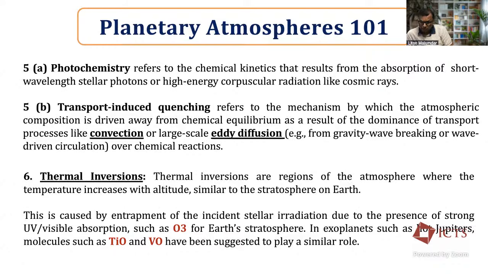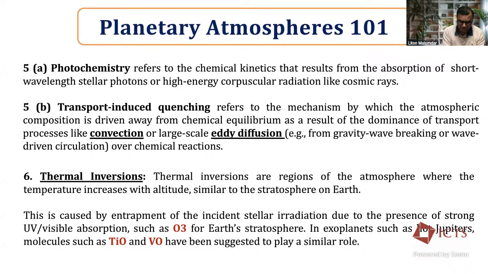For exoplanet atmospheres, we also see thermal inversions, and that is largely because of the presence of some molecules such as TiO and VO. So it also becomes fundamental to understand how the chemistry of these species, TiO and VO, operates in the atmospheres of hot exoplanets such as hot Jupiters.